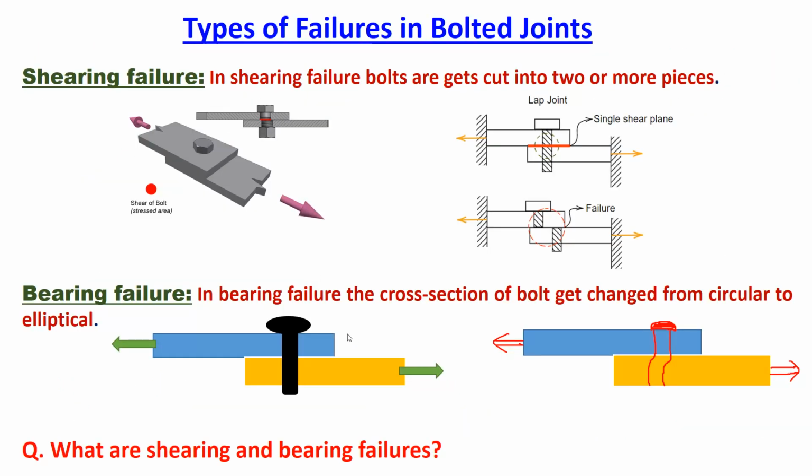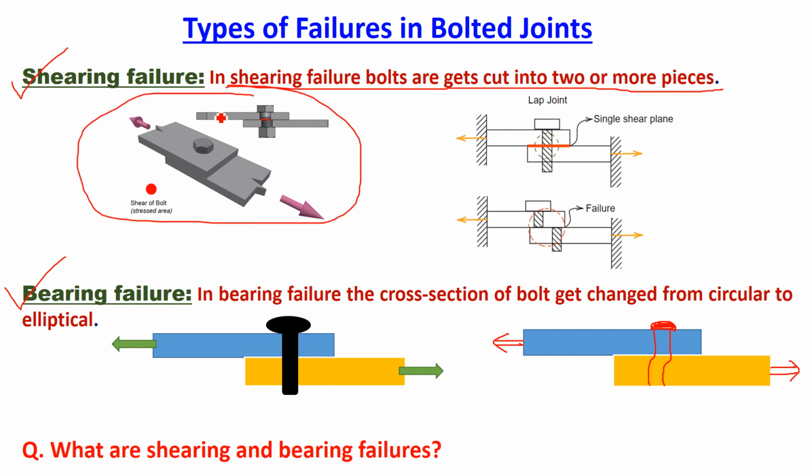Now what are the types of failures in bolted joints? There are two types of failures. One is shearing failure and the second is bearing failure. Now what is shearing failure? In shearing failure, bolts get cut into two or more pieces. For example, if you consider this figure, one plate is overlapped on another and connected with the help of this bolt.